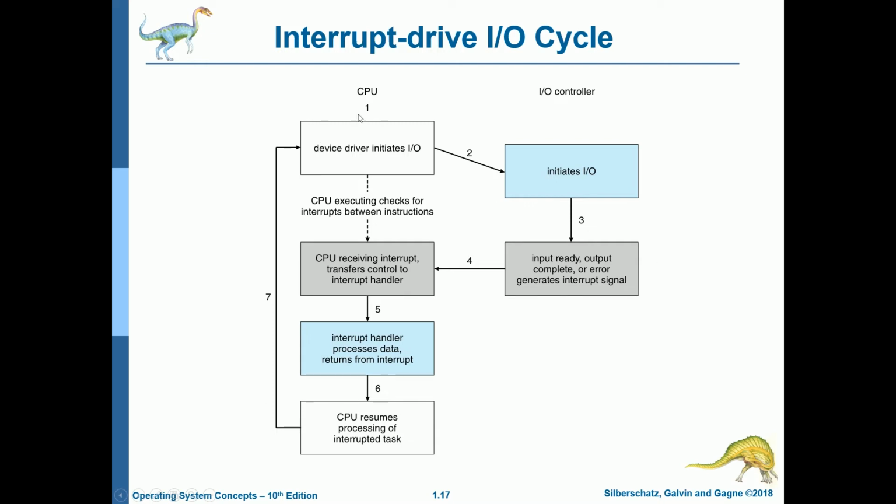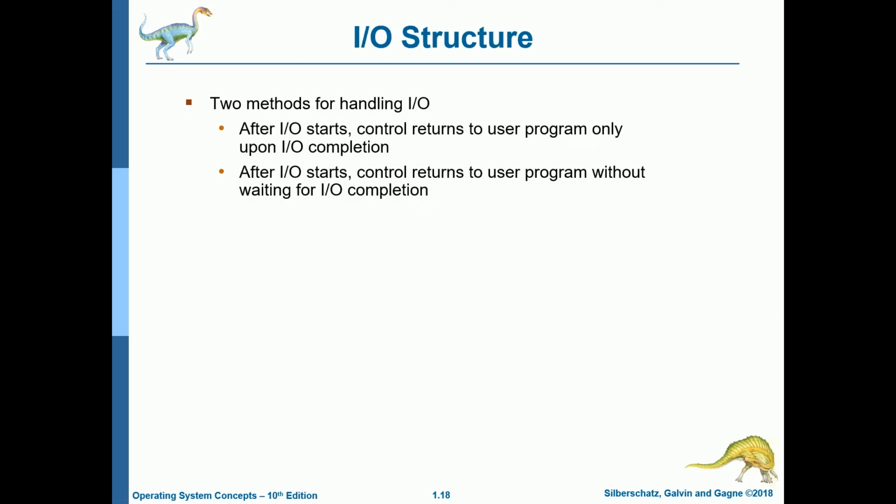Now, as this device driver is being initiated with this I/O, in between this step and these steps here, the CPU is constantly checking for those interrupts between each one of the instructions. Now, in order to handle these I/O structures, there's really two methodologies. The first one is after the I/O starts, you return control only when the I/O has completed. The other way to look at it is you return control without waiting for the I/O completion.